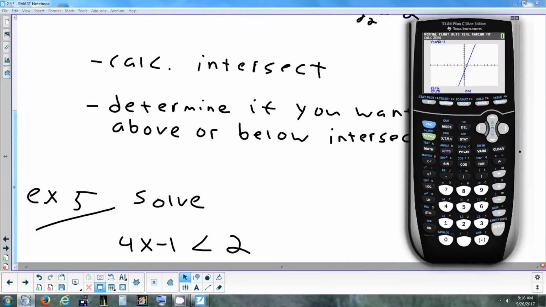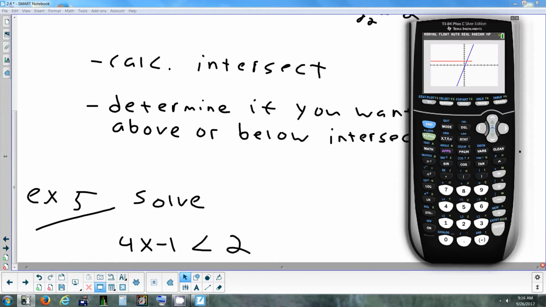So let's try it this way. I'm going to put 4x minus 1 on the left. I'm going to put 2 on the right. The standard window is perfect. It's big enough.